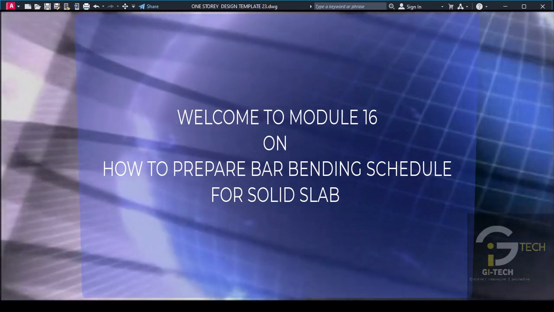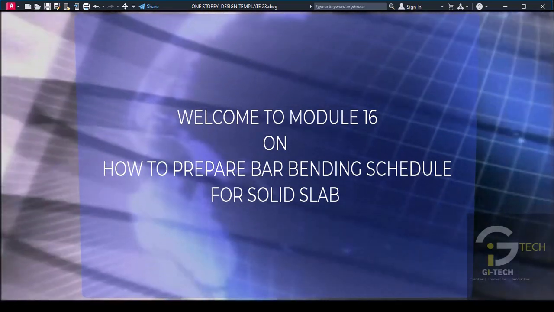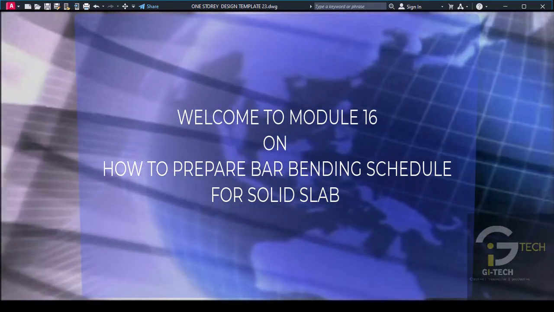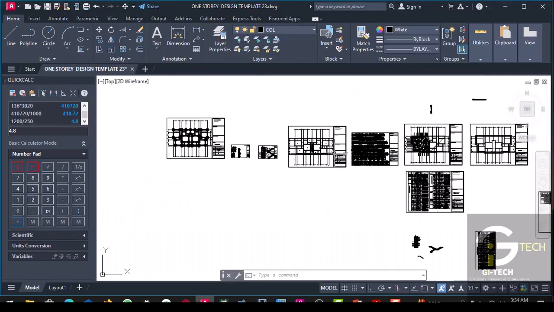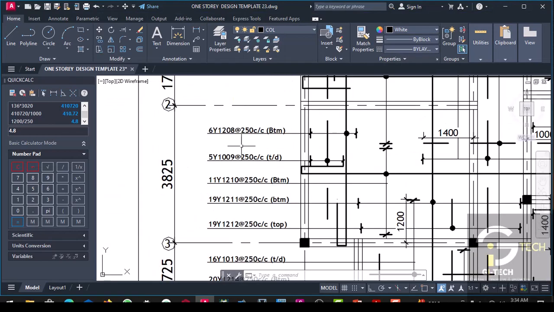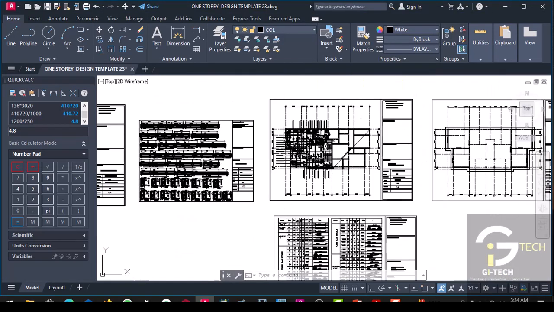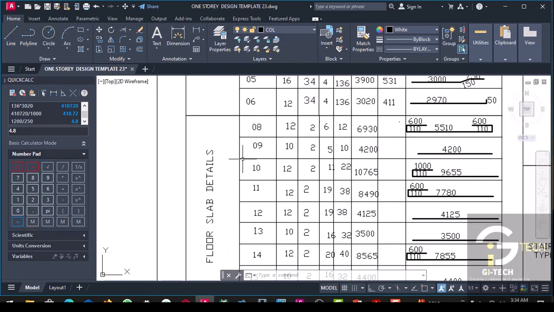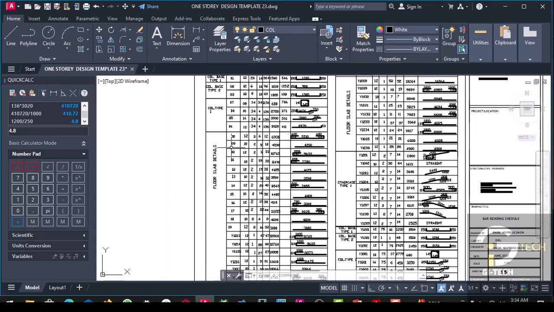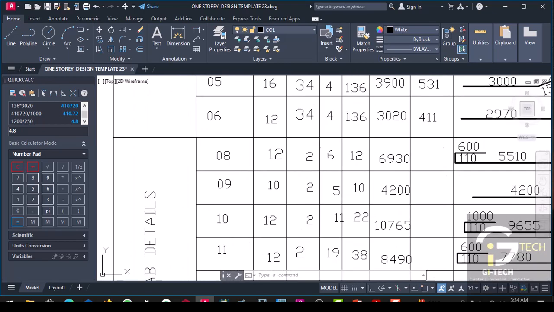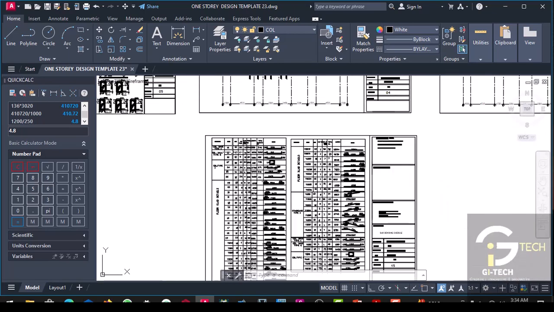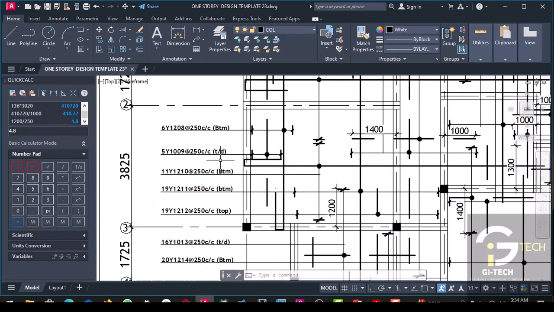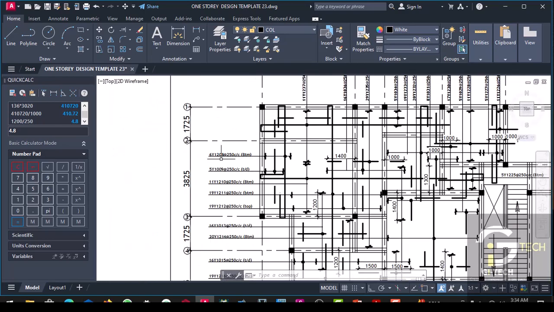So the last bar mark in the column is 07. So we continue from the slab. So this is our 08. So we have our slab, floor slab detail. So 08 is the bar mark. Then the bar size is Y12. So this is the Y12 that we have.